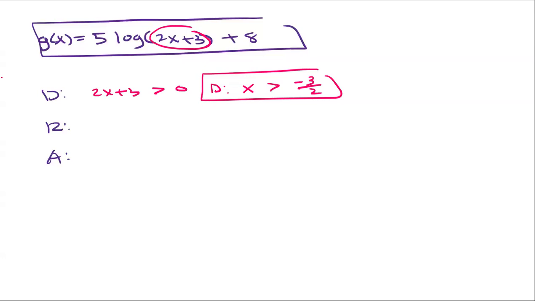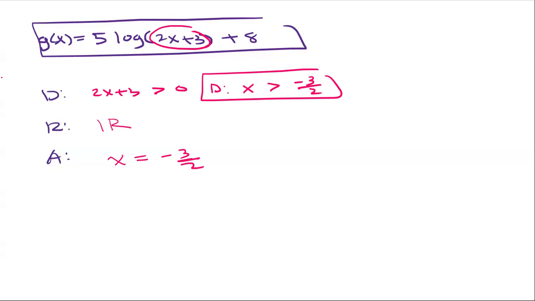Okay, the range, again, it doesn't matter what's happening here. This is going up by 8, and then this 5 is going to stretch it out. So that doesn't matter. So the range is always going to be all real numbers. Now, in regards to the asymptote, it will always be whatever you get for the domain. So in this case, it's going to be x is equal to negative 3 over 2 every time. So whatever you get here, it's always going to be the same thing.